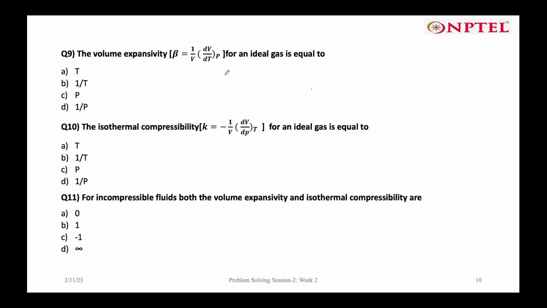Here we have to use the ideal gas law in this expression. So PV is equal to RT. So here V is equal to RT by P. So we can write d by dT of RT by P, right, at a constant pressure.